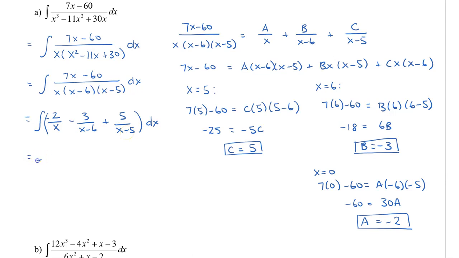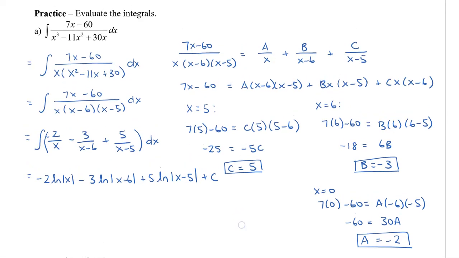So we have negative 2 times the natural log of the absolute value of x, minus 3 times the natural log of the absolute value of x minus 6, and then plus 5 times the natural log of the absolute value of x minus 5, and then don't forget to add plus c for your constant. Okay, and so this is how we use partial fractions to evaluate an integral when there are three factors in the denominator.